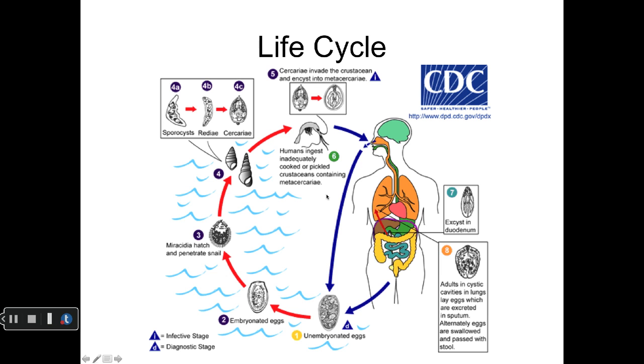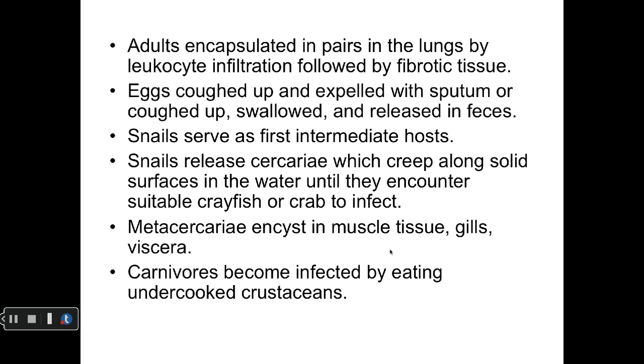And then the person becomes infected when they eat inadequately cooked or raw or pickled or steamed or smoked crustaceans that contain the metacercarial stage. When the metacercariae are swallowed, they're going to excyst in the duodenum, and then they're going to have to migrate to find their way into the lungs to form the adult stages.